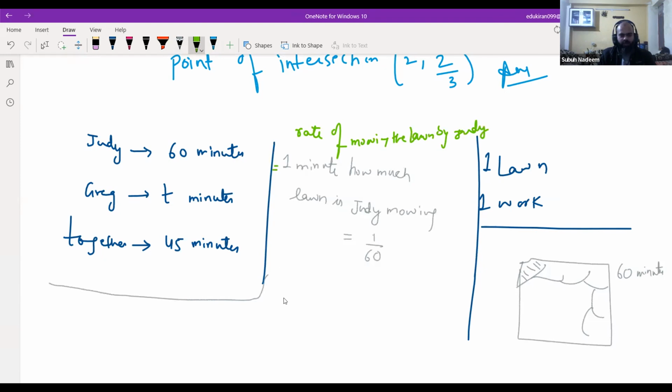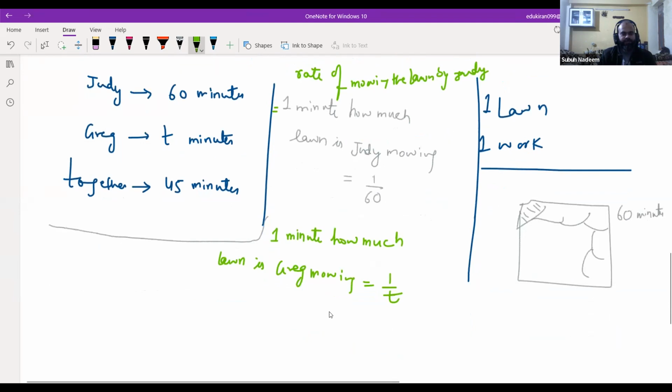Similarly, in 1 minute, how much lawn is Greg mowing? That will be 1/t. Suppose t is 30, so it takes 30 minutes. Then in 1 minute, he will mow 1/30 of the lawn. Is it okay? Fine. That is the rate of mowing the lawn by Greg.